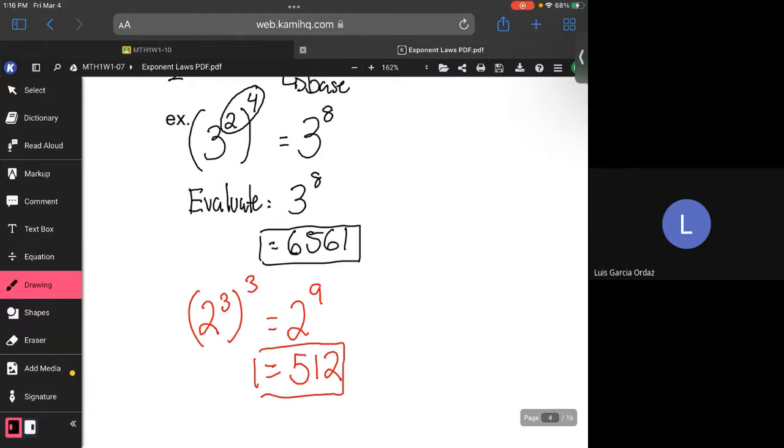So again, whenever we see something with a base, like I said, 4 to a power, let's say 3, and to the power of 4, all you're going to do is multiply the exponents.